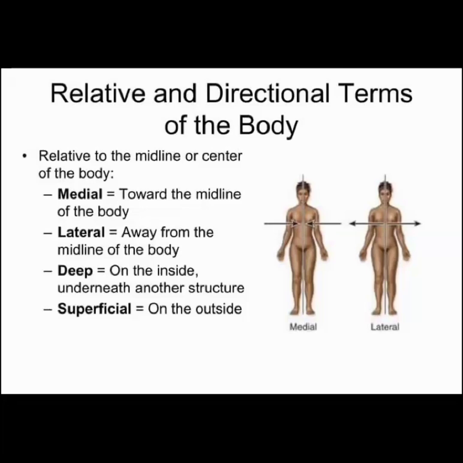Next term is deep, on the inside or underneath another structure. Structures that are inside the human body are known as deep structures. And the next is superficial, on the outside of the body. Structures or organs that are outside of the body are known as superficial structures.